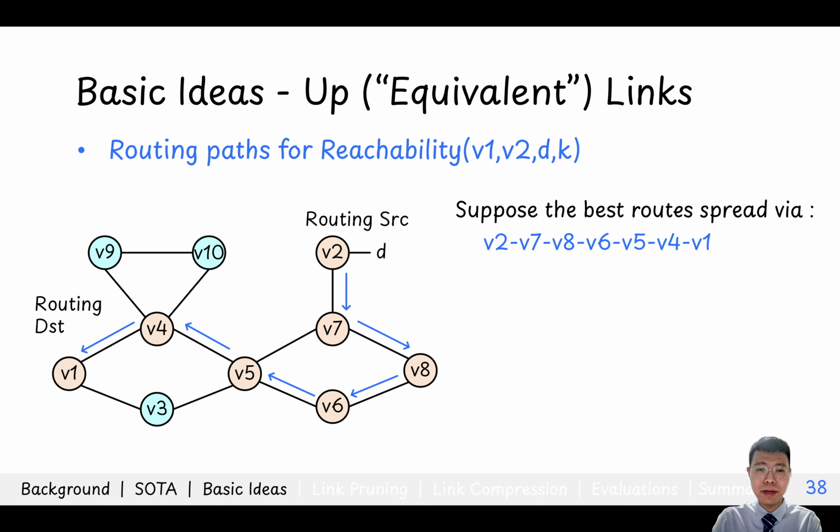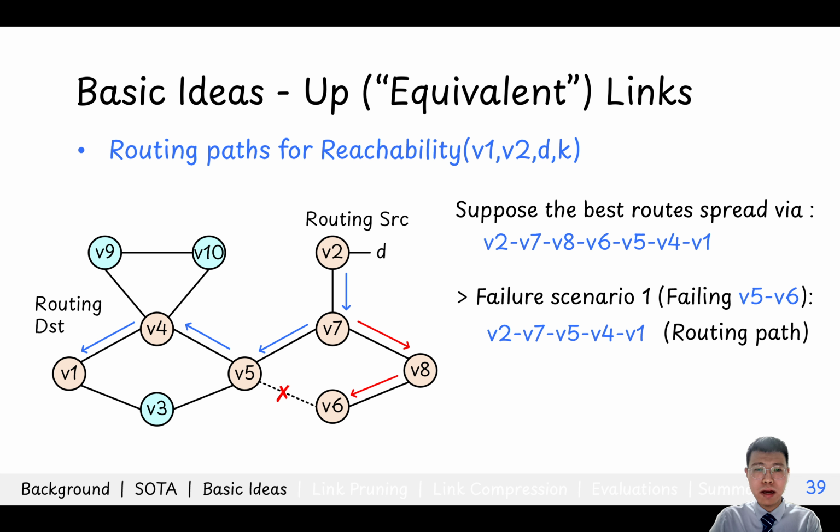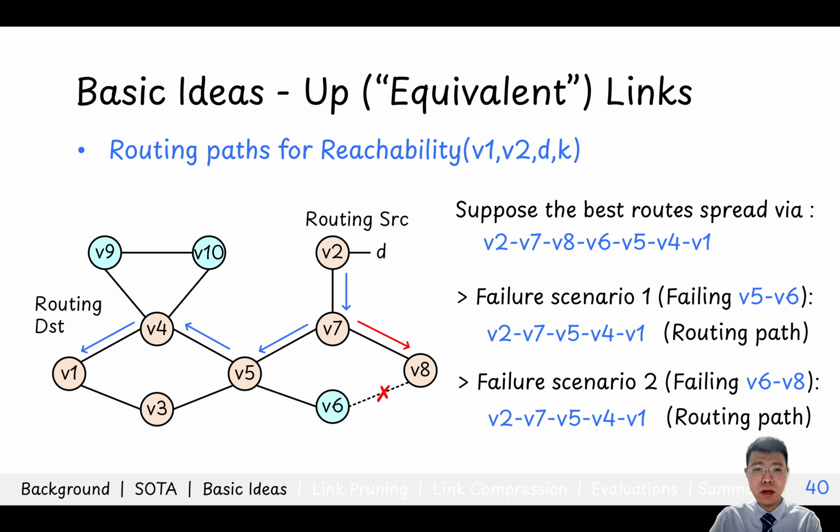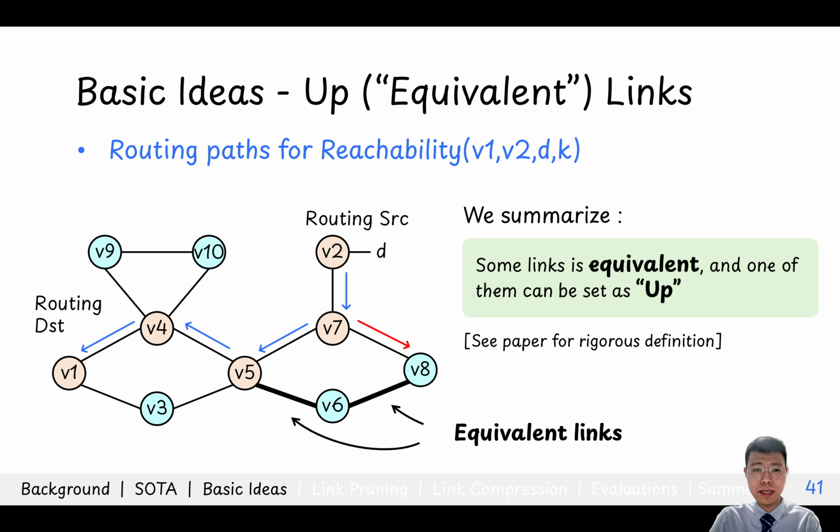Now we introduce the idea of finding up links. Suppose the routes spread via this path marked by blue lines. When link V5, V6 fails, the route cannot spread via node V6, and the forwarding route changes into a new path. When we fail another link, V6, V8, we find that the routing path changes into the same new path. So failing these two links has the same influence on the forwarding behavior, and we don't need to fail them separately. We summarize: some links are equivalent and one of them can be set as up before verification. Again, for the rigorous definition, see our paper.